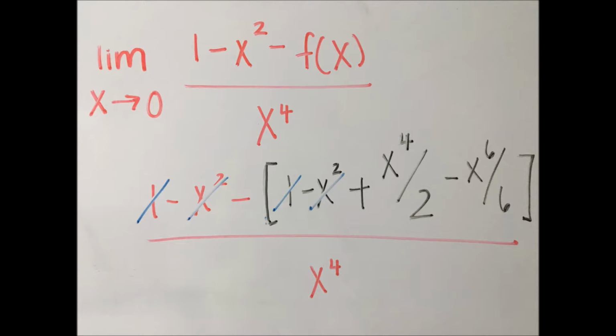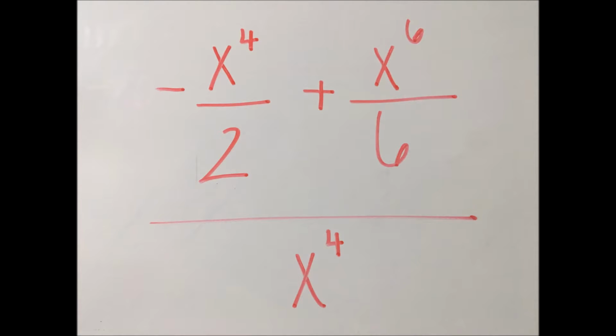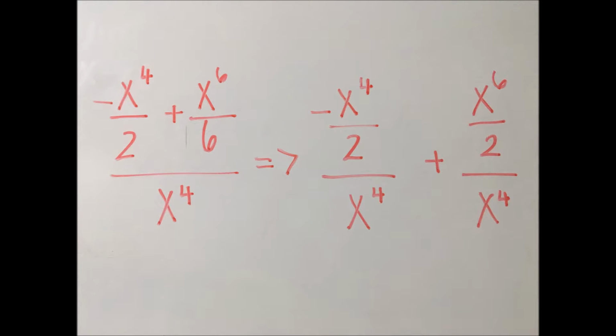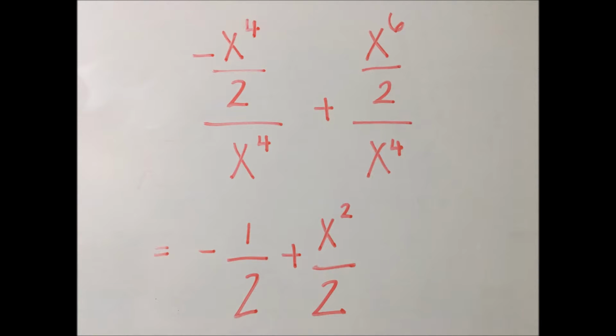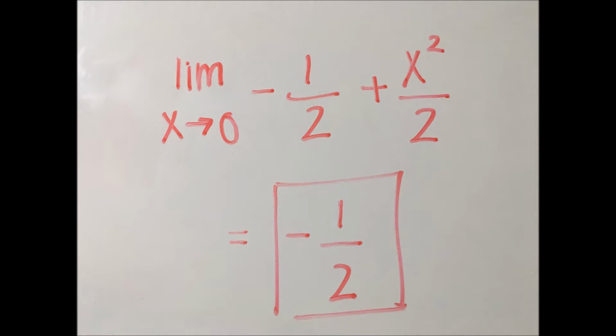So we can cancel the 1's since 1 minus 1 is 0, and the x squares since it's negative x squared plus x squared, and we're left with negative x to the 4th power all over 2 plus x to the 6th power all over 6, and all of this is over x to the 4th power. We can break the complex fraction into 2 parts, since the 2 parts of the numerator of the complex fraction have the same denominator. Simplifying these 2 fractions gives us negative 1/2 plus x squared all over 6. Since the limit calls for x approaching 0, the x squared all over 6 is reduced to 0. The final answer of Part B is negative 1/2.